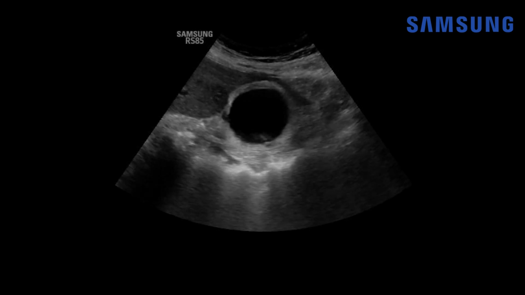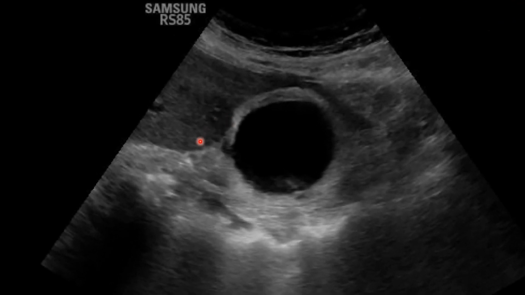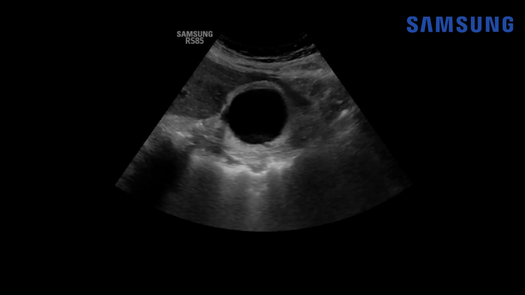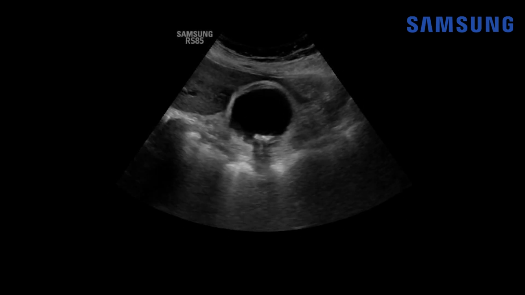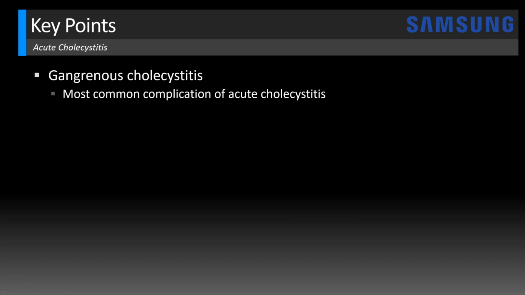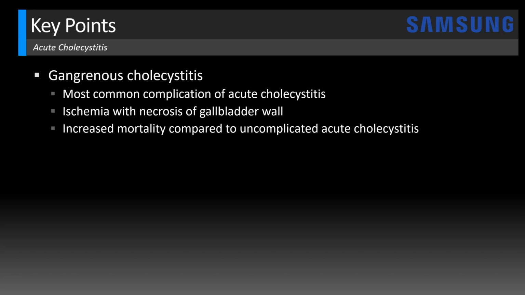You can see here there's this focal outpouching extending towards the liver, representing a deep ulceration in the gallbladder wall, and there's surrounding gallbladder wall thickening and additional areas of irregularity. So this is a case of gangrenous cholecystitis, and this is the most common complication of acute cholecystitis. It represents ischemia with necrosis of the gallbladder wall. It's clinically important because it carries increased mortality compared to uncomplicated acute cholecystitis.